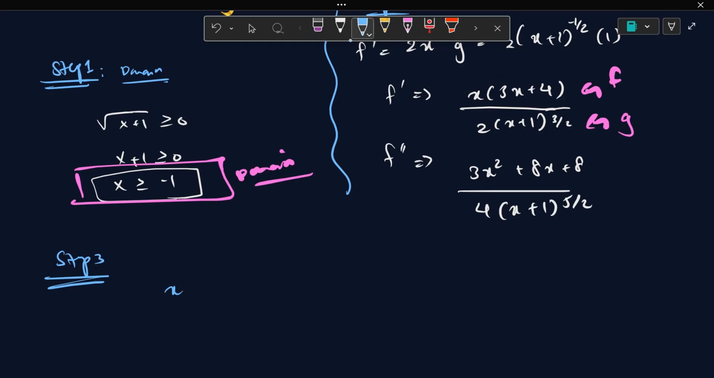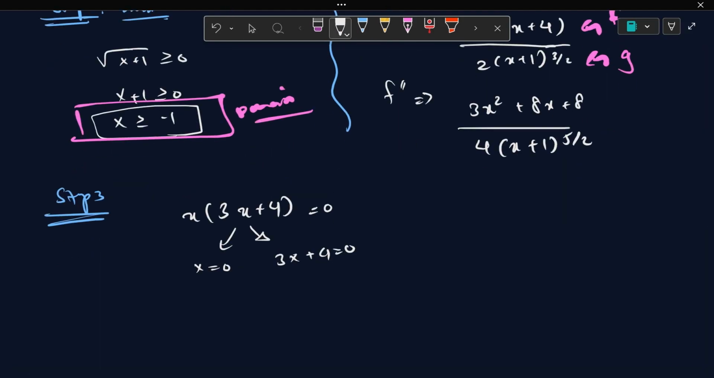So here we have this over here, and we are trying to figure out the critical points, so we make the numerator of the first derivative equal to 0. Here I'm gonna have 2 equations. The first one is x equals 0, and the second one is this one. Now I try to isolate x, so I get -4 over 3 in here. Okay, so I have this over here.